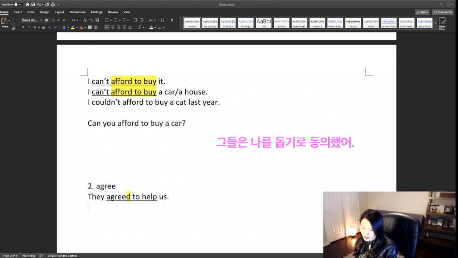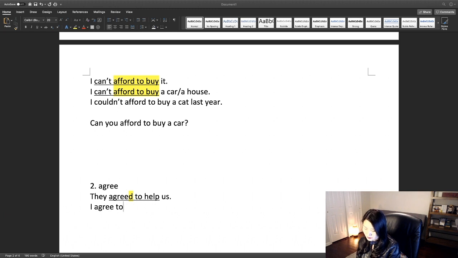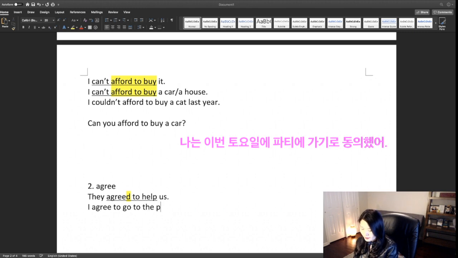So if you want to say, I agree to go to the party this Saturday, in this case, you have to say agreed. Because when you agree, it's already happened in the past, right? So I agreed to go to the party this Saturday, right?